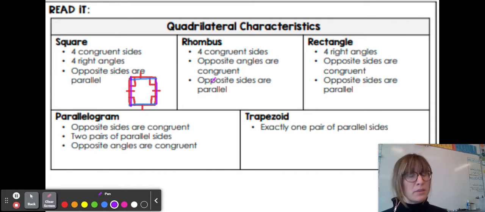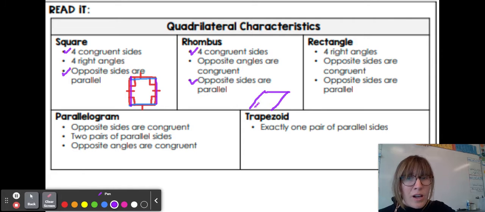A rhombus is very similar actually to a square. Let's see what's slightly different. So it has four congruent sides, just like a square. Check. They both have that. Opposite angles are congruent and opposite sides are parallel. So we have this. Opposite sides are parallel, just like in a square. But in a rhombus, the opposite angles are congruent, are the same.